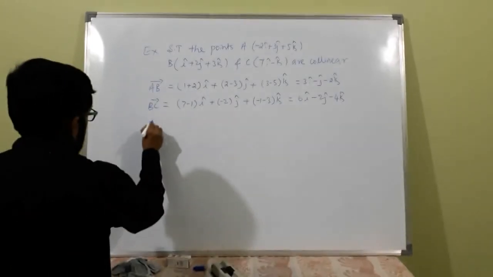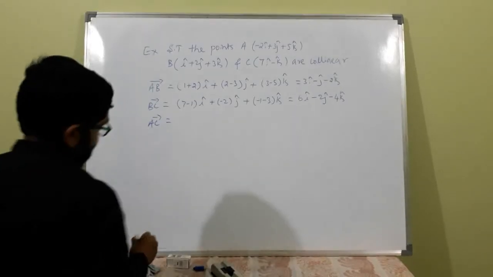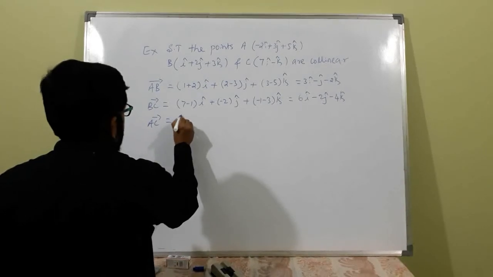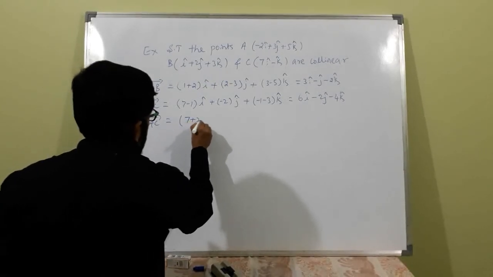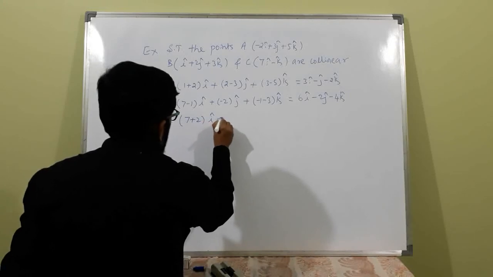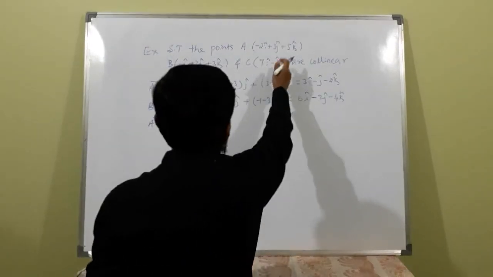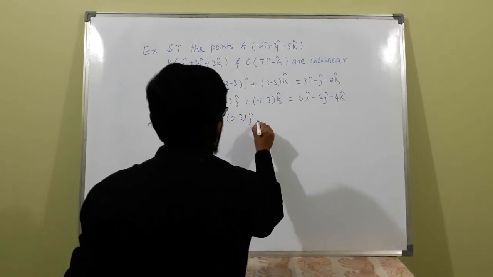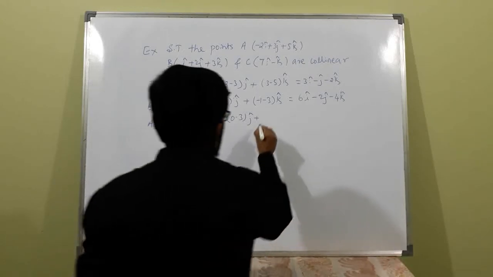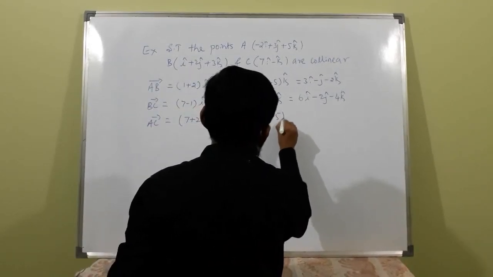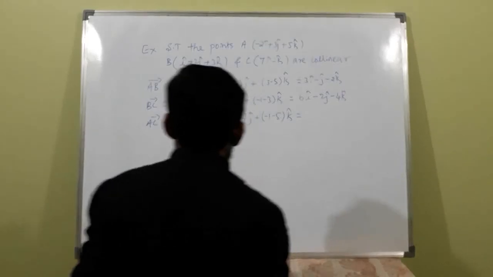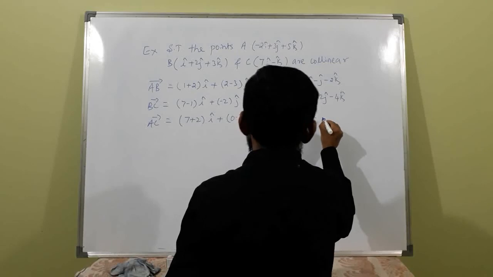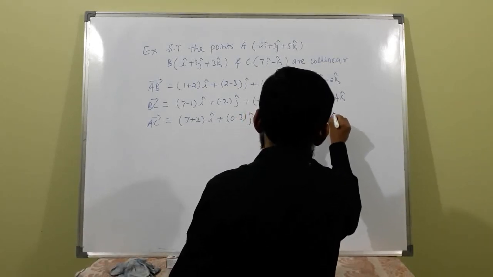Similarly, AC is this one: 7 minus of minus 2, that is 9i, 0 minus 3 j, and minus 1 minus 5 k. That is 9i minus 3j minus 6k.